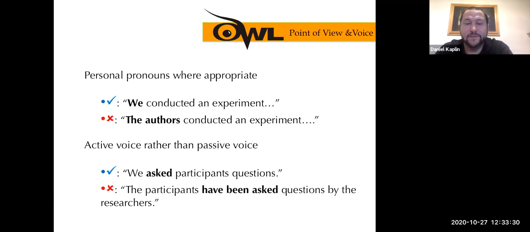So on this slide, the two major points are: when you're talking about your study, use first person personal pronouns, and when you're writing, use active voice, not passive voice.